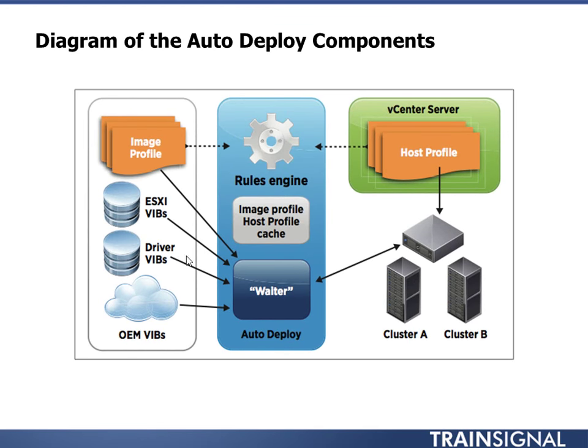Here's a diagram of the components. The way this works is you have some hosts, obviously. They boot up and go talk to the Auto Deploy engine, which has a few things. We have a rules engine, which decides which image profile, which extra ESXi VIBs and drivers, which OEM VIBs, anything like that that we need to add. So it boots up and talks to what we call the waiter. The waiter gets all the information from the rules engine, and then hands the stuff back to the server. Once the server boots up, it's configured using a host profile and an answer file.